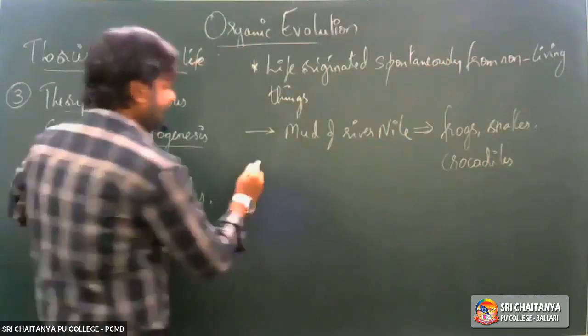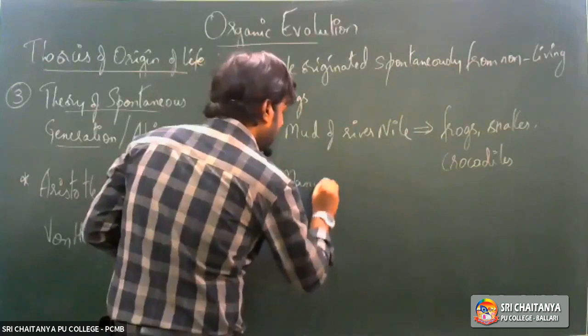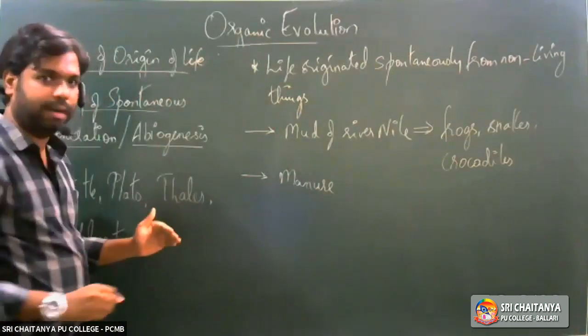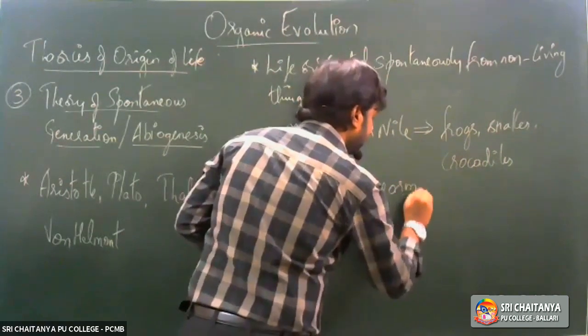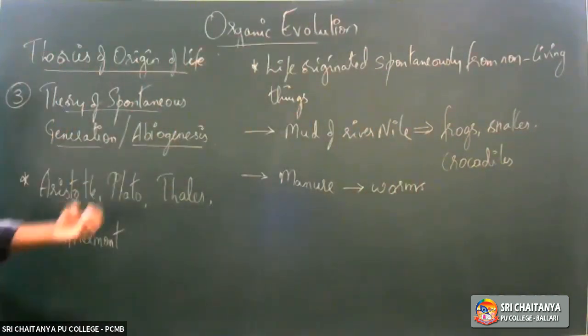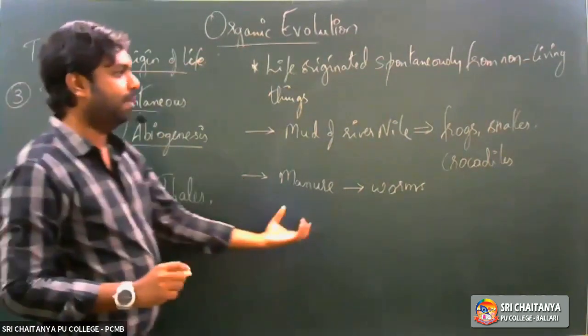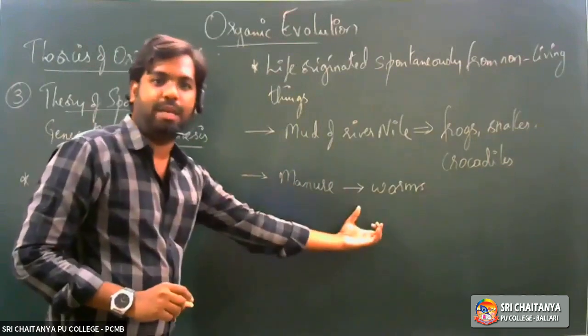One more example of what they said is from manure. From manure, certain worms, such as earthworms, have evolved. So certain worms actually evolved from the manure.